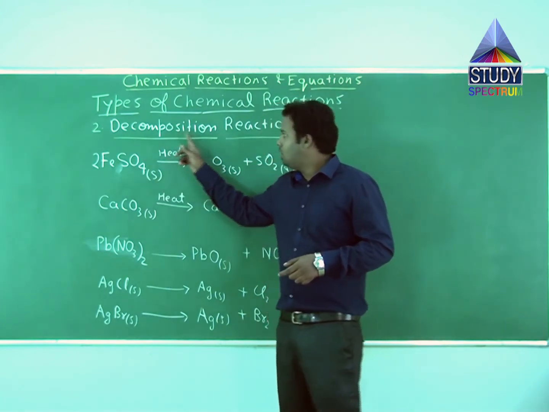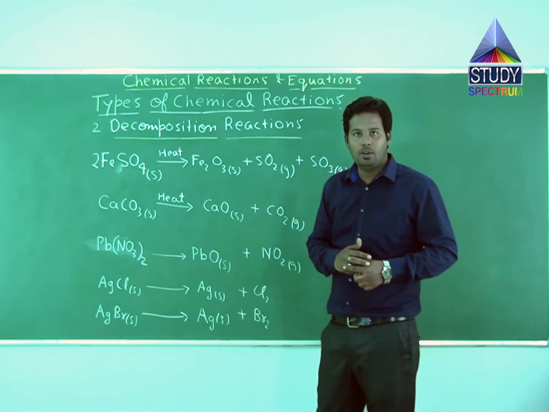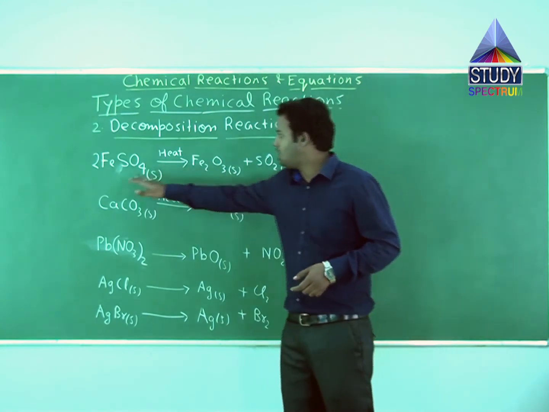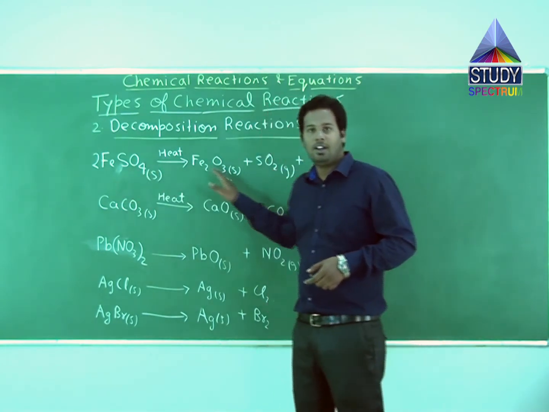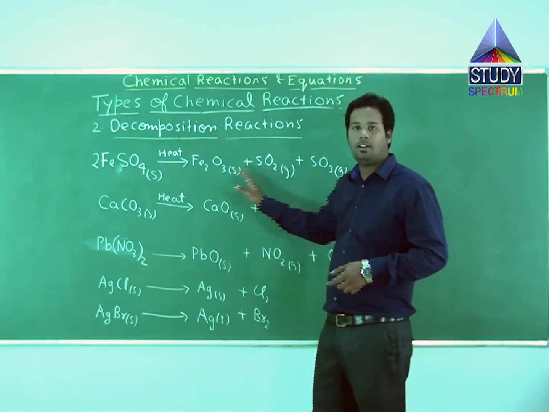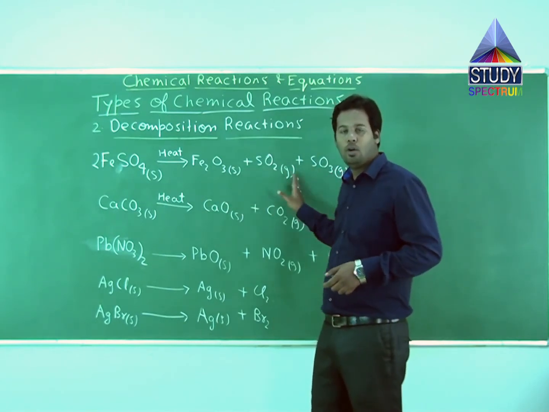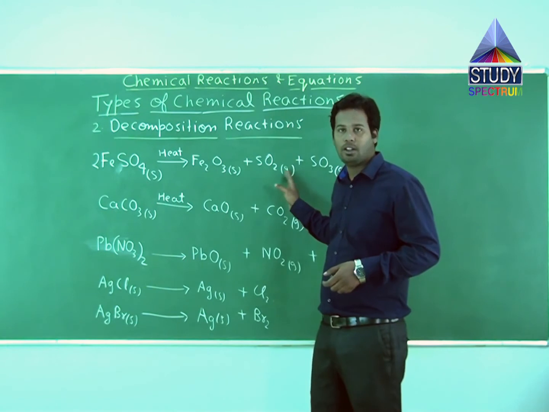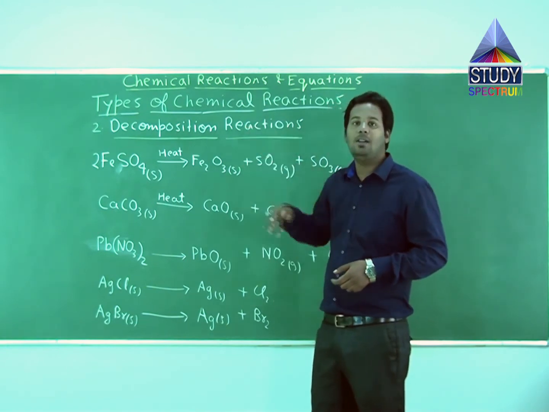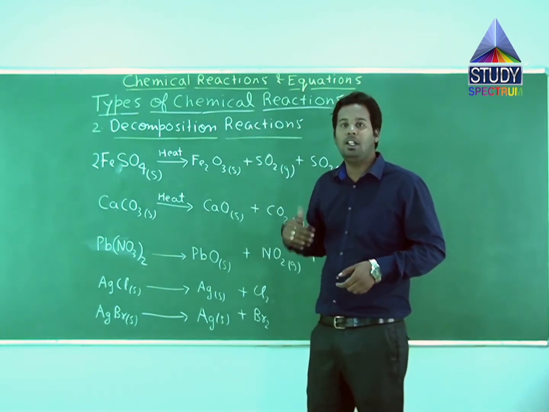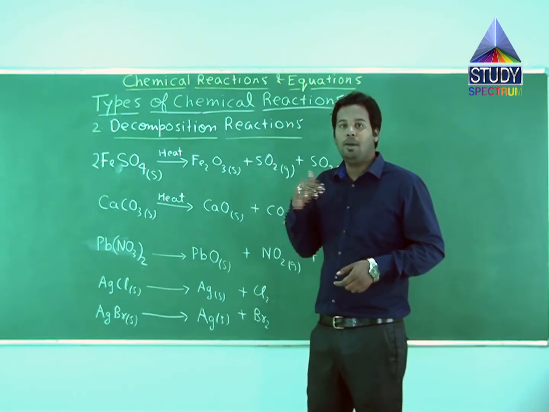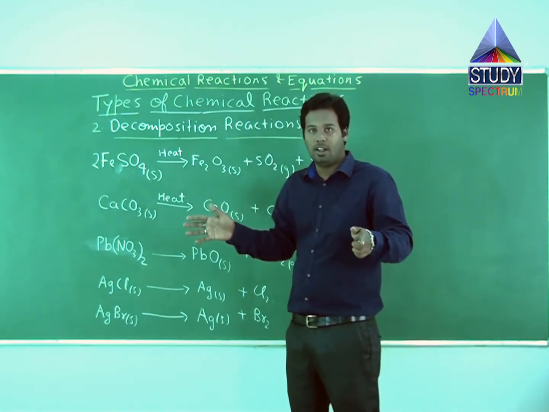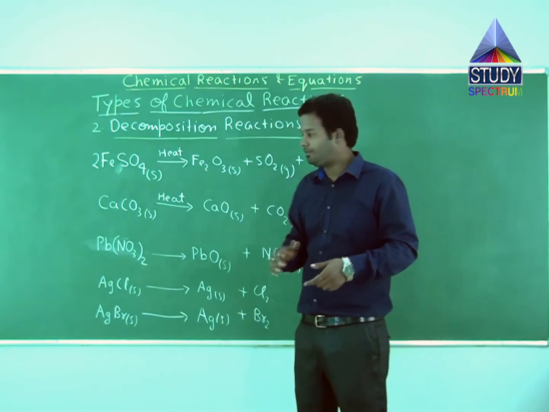Now, coming back to this type of chemical reaction, the decomposition reaction, you can see that a single reactant gets converted into two or more. Here there are three products, two or more simpler substances or products. That is why this is called a decomposition reaction. Something is being decomposed, one thing being broken into two or more things. That is what decomposition means.